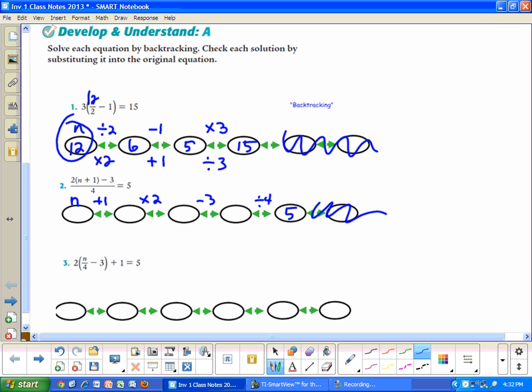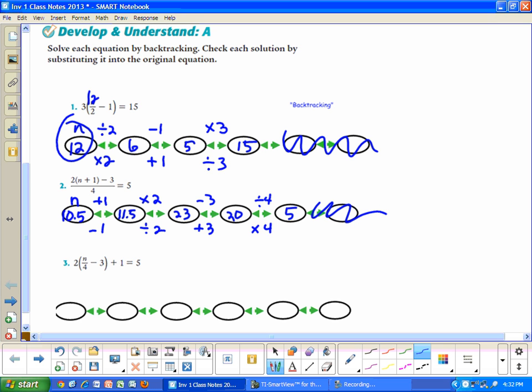Working backwards, we're going to have to multiply by 4, add 3 there, divide by 2 there, and subtract 1 there. So 5 times 4 is 20, plus 3 is 23, divided by 2 is 11.5, minus 1 is 10.5.